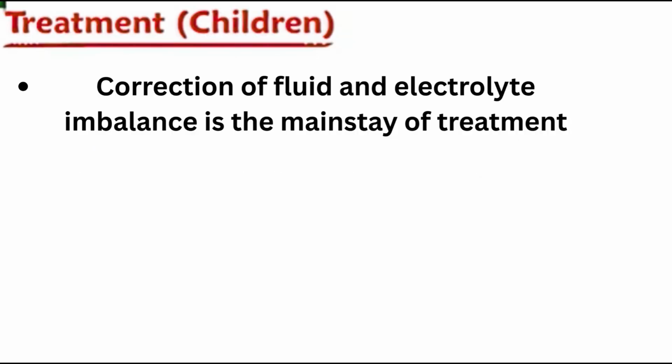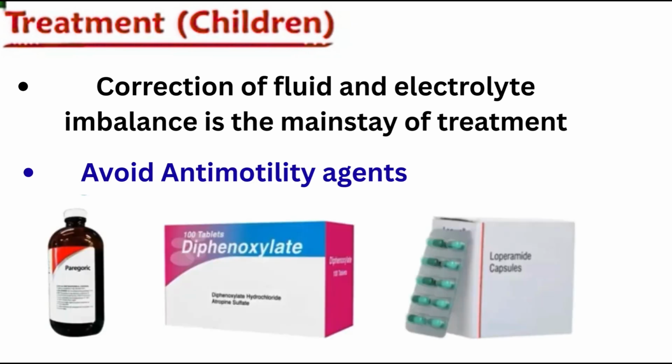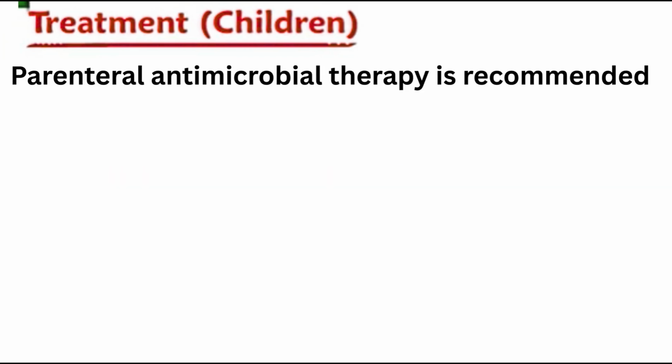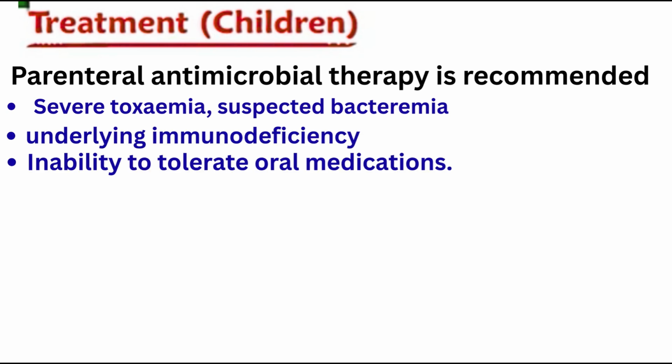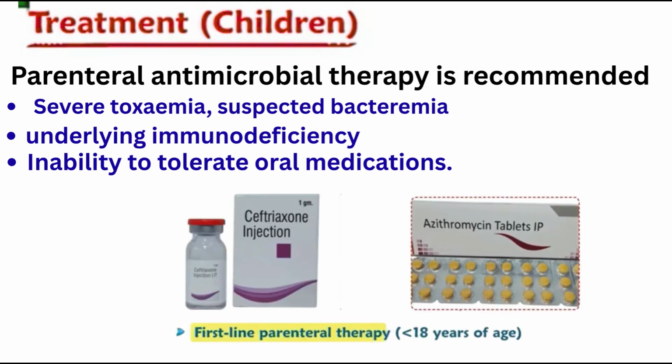In children, correction of fluid and electrolyte imbalance is the mainstay of treatment. Antimotility agents should be avoided in pediatric patients because they may prolong symptoms and organism excretion. Parenteral antimicrobial therapy is recommended for children with proven or suspected shigellosis who have severe toxemia, suspected bacteremia, underlying immunodeficiency, or inability to tolerate oral medications. Ceftriaxone or azithromycin is used as first line parenteral therapy in children when susceptibility is unknown. Oral therapy in children depends on local resistance patterns.